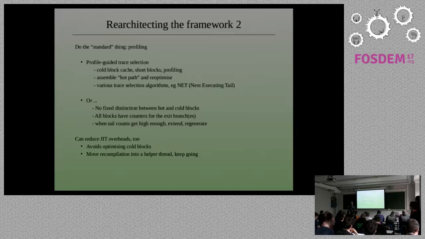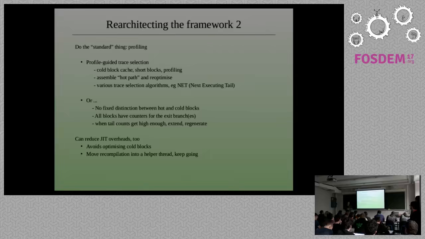So we're going to have a cold block cache and profiling. And after we see some sequence of blocks which have been executed enough times to be hot, then we're going to assemble them, jam them together into a hot path, and re-optimize for that particular hot path. This is standard stuff if you know about trace compilation systems. There are various selection algorithms that allow you to decide which of the paths through this set of cold blocks is the best.